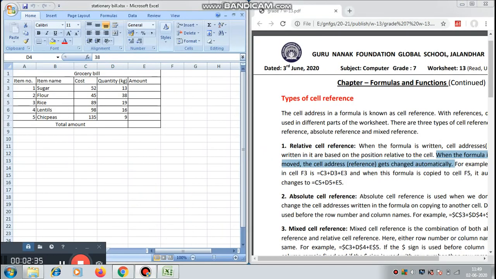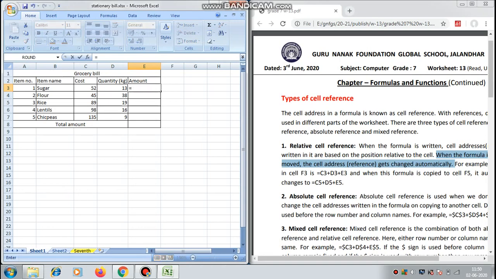Now let's understand about relative cell reference through an example. I'm going to write a formula here to find the amount. So I will write equal to, I have to multiply these two values to calculate the amount of 13 kgs of sugar. So 52 is written in the cell C3, then multiplication sign. Then we will write the cell address of the cell where 13 is written. It is in D3, so I will write D3 in the formula. Then I will press enter key. Now it shows me the result.